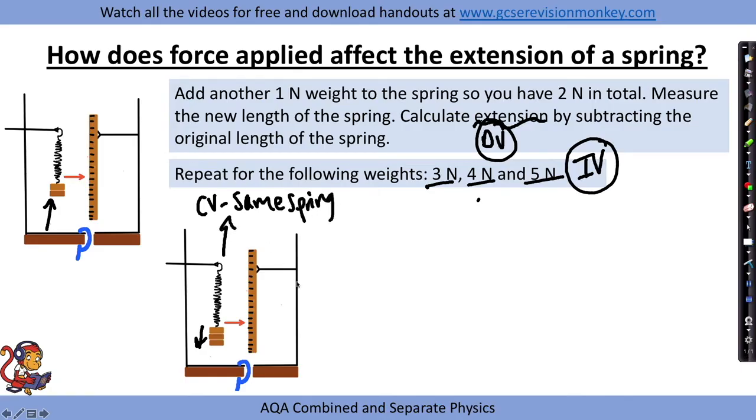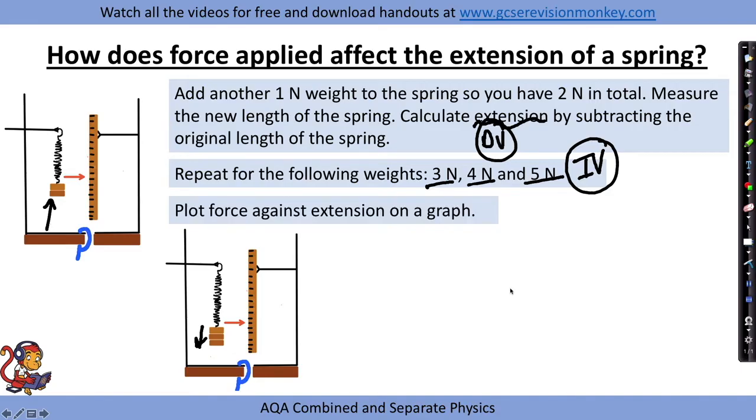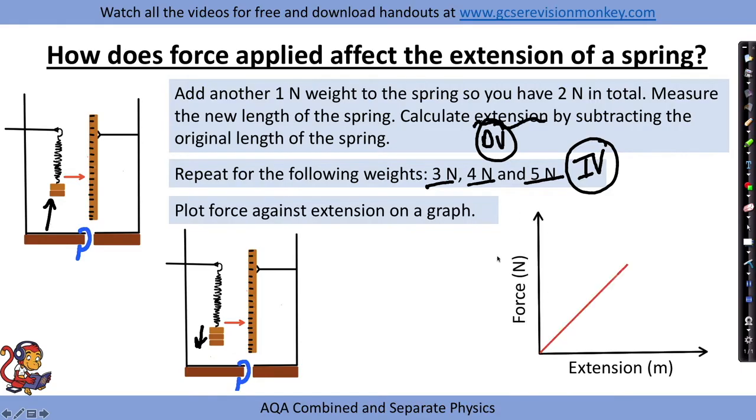have the same stiffness. So with our results of force and extension, we should then plot force against extension on a graph. And you will see a relationship that looks a little bit like this. Any straight line relationship that goes through zero is a directly proportional relationship. So force applied is directly proportional to extension.